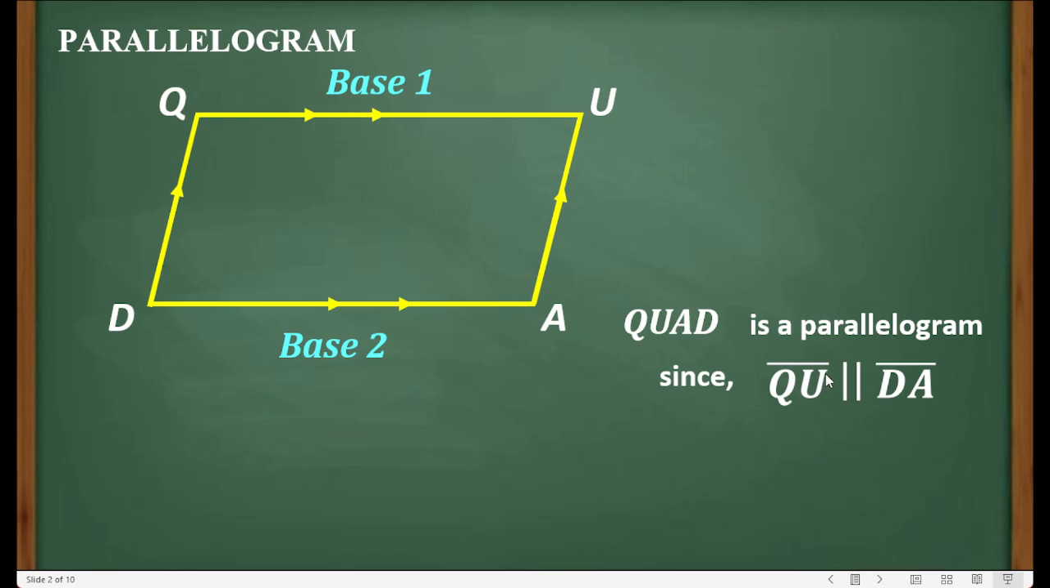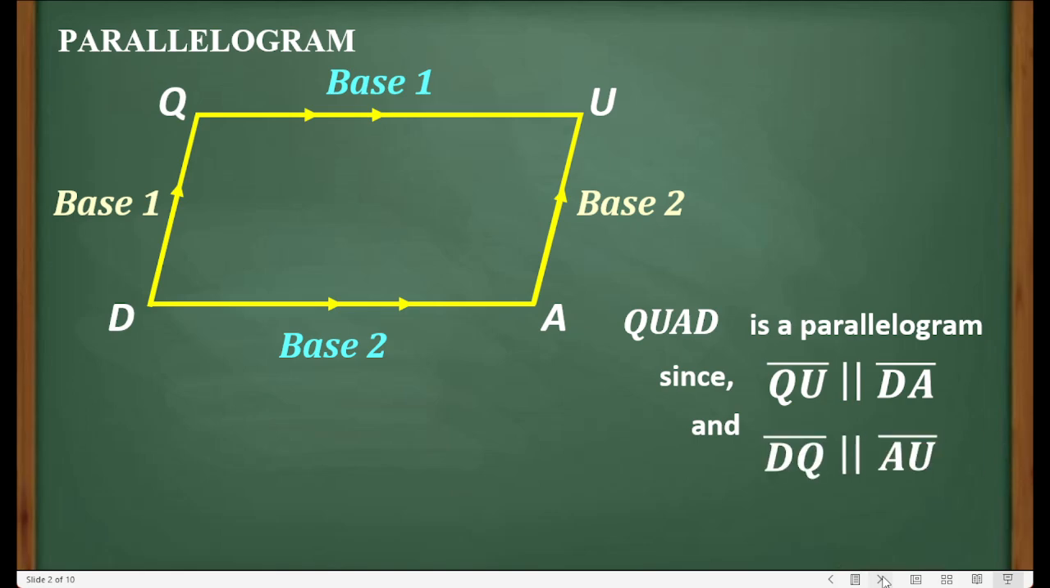Now, segment QU is parallel to segment DA, and these are the opposite sides, and they are also known as bases since these sides are parallel to one another. And similarly, we have another pair of bases since the two opposite sides, not the first pair, are also parallel to one another. So they are also the bases, base 1, base 2 of this second pair of opposite sides. Okay, so they are also parallel. Segment DQ is parallel to segment AU. Now each pair of opposite sides from this quadrilateral are parallel, which makes this quadrilateral a parallelogram.